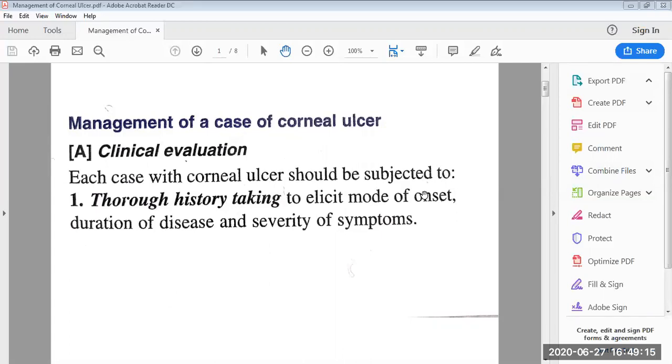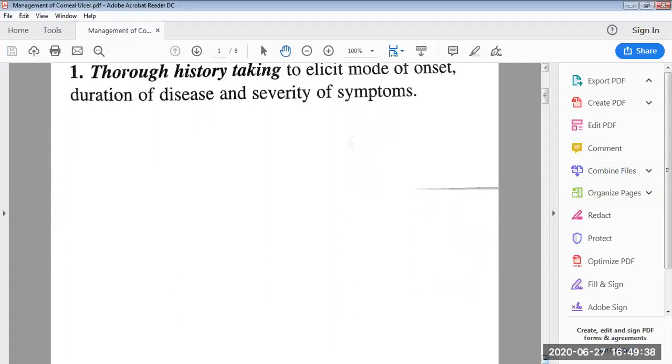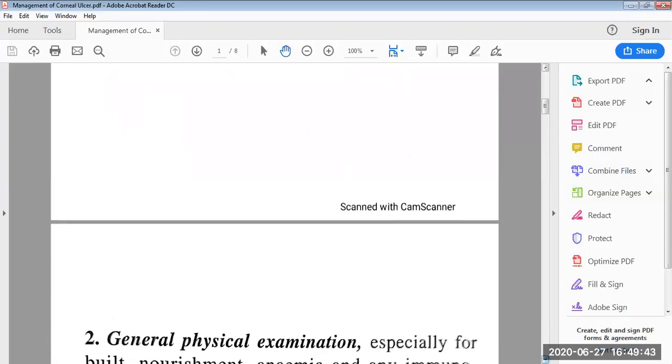Whether it was a sudden onset or slow onset, and the duration of disease, whether it was acute or chronic, and the severity of symptoms, whether symptoms are mild, moderate, or severe. These things you will know through the proper history taking of the patient, so that you can make a provisional diagnosis of the case.